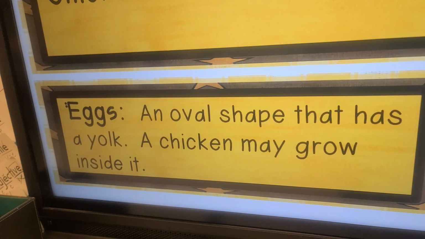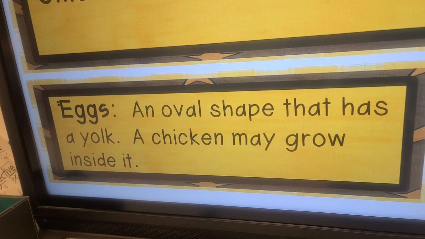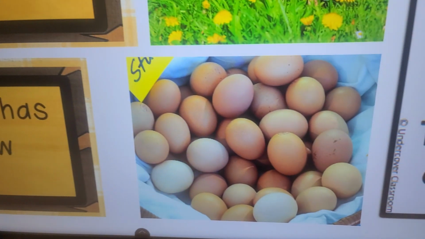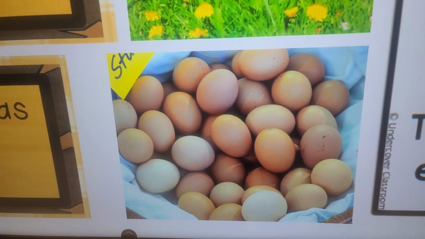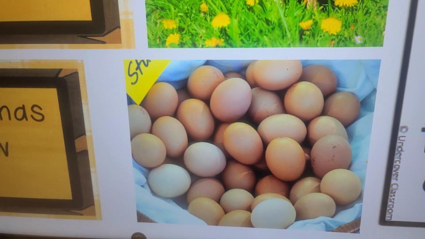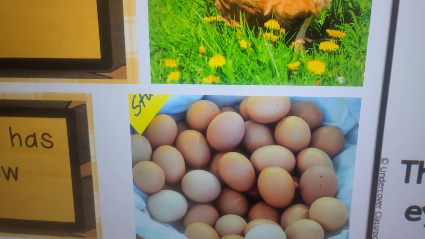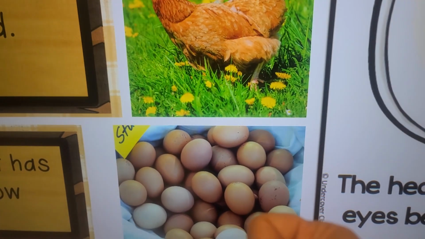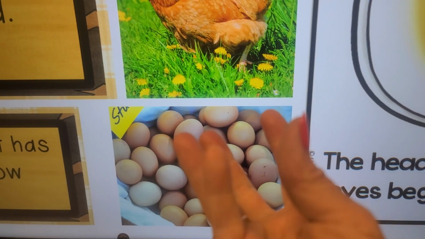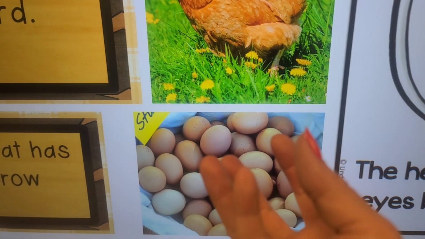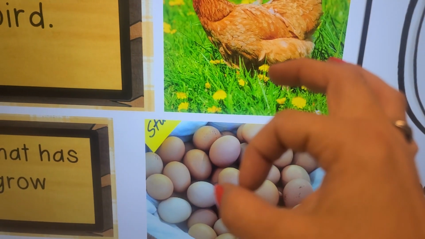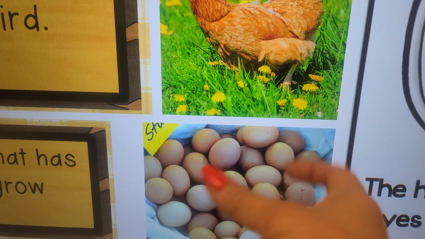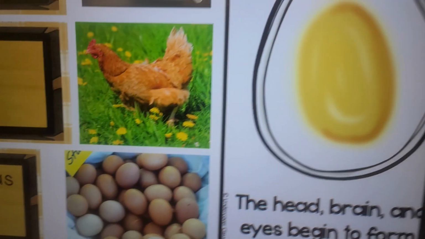The last word we have is egg, which is an oval shape that has a yolk, and a chicken may grow inside it. So we're starting today with 24 eggs. We're not sure how many of them are fertilized eggs. When we get to about day 9, we'll be able to what's called candle our egg, and we'll shine a flashlight up in the bottom of the egg, and it will show us whether or not an embryo has started to form, or if we just have a very basic yellow yolk bouncing back and forth when you turn the egg over. So we'll be able to see that very clearly.